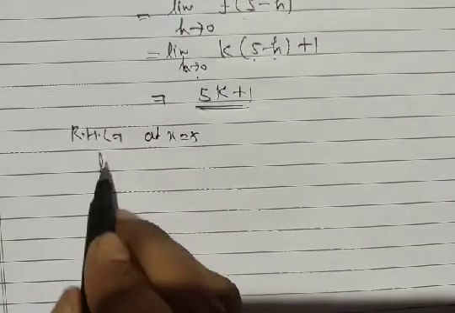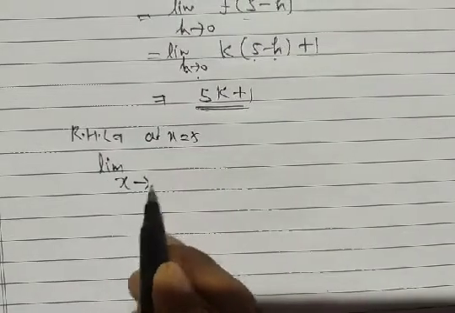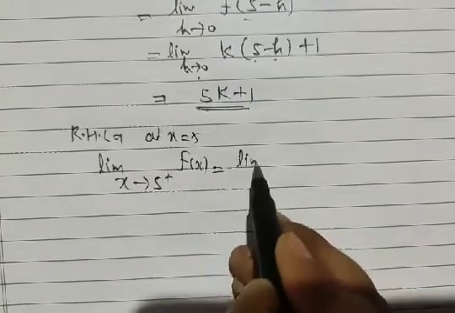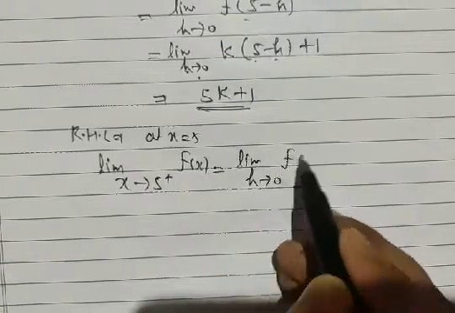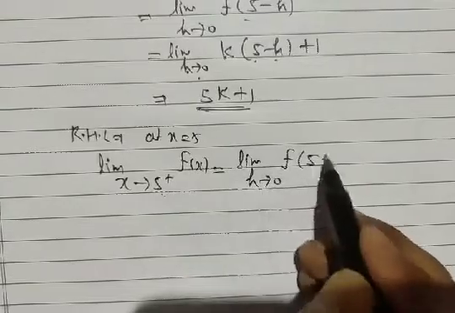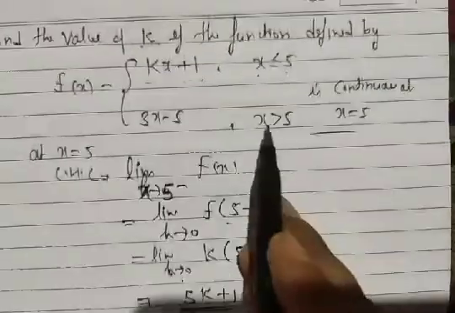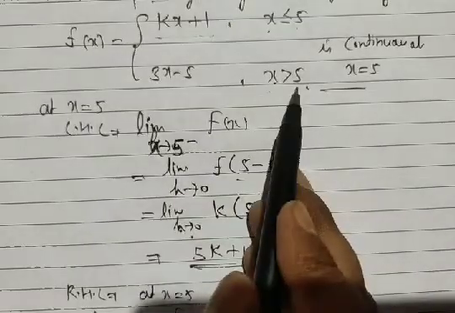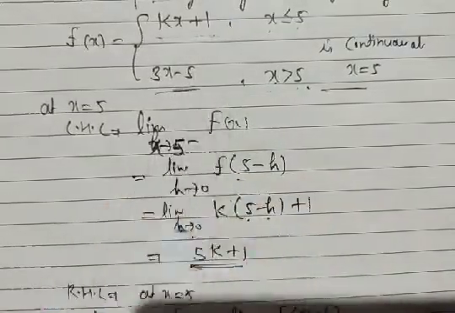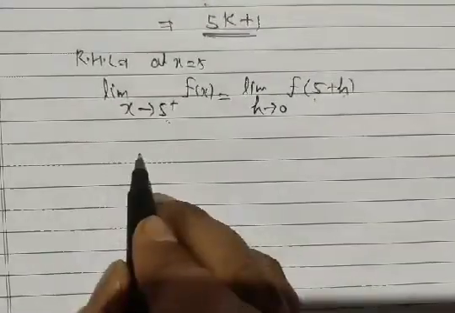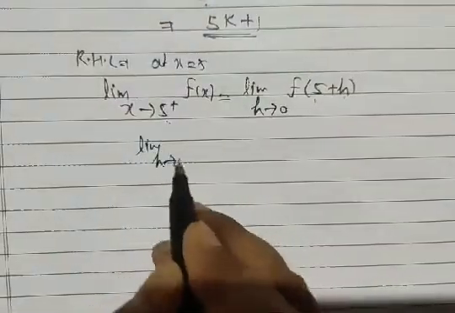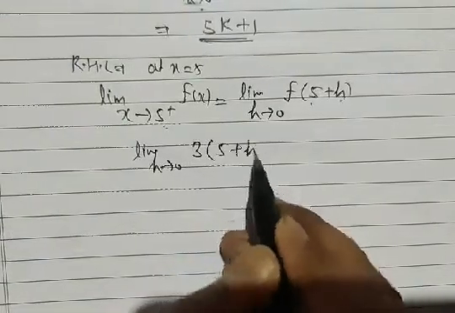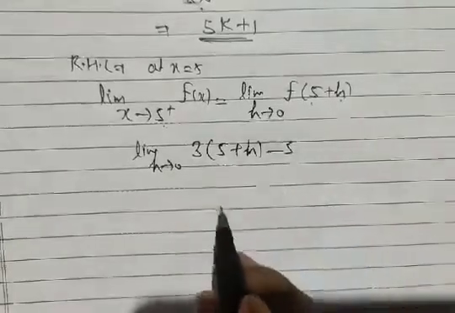Then we start with limit x tends to 5 plus f(x). Next step, we are taking limit h tends to 0 of f(5 plus h). When our x is greater than 5, because our point is 5 plus h, x greater than 5, it's defined as 3x minus 5. Then we take limit h tends to 0, 3 times (5 plus h) minus 5.